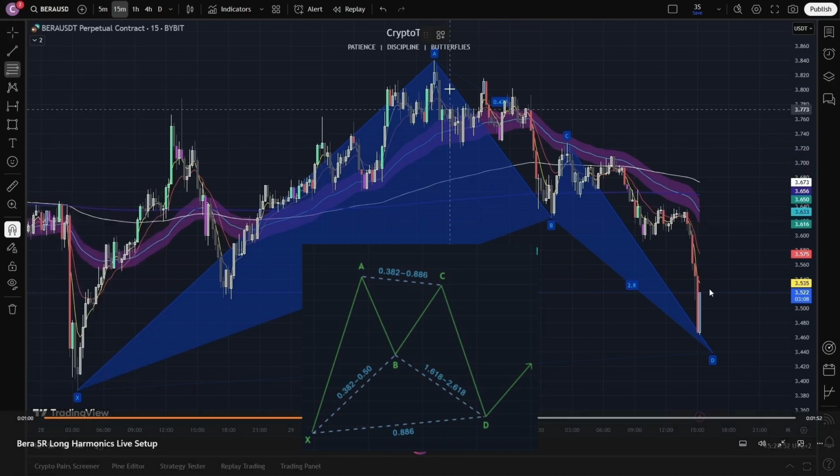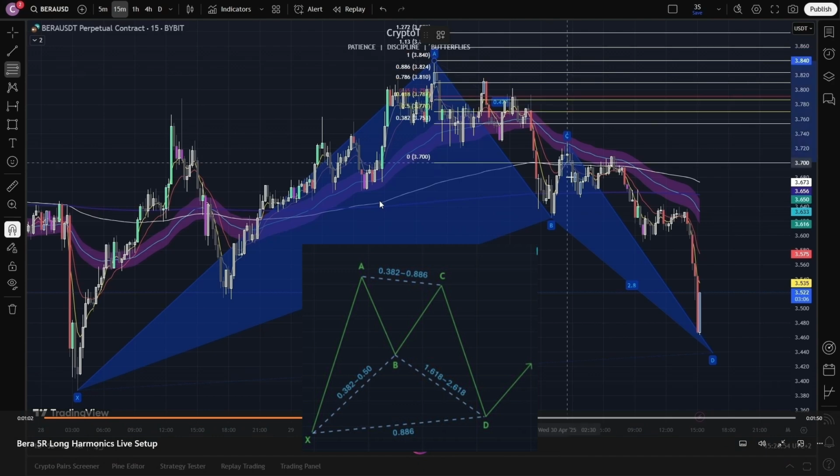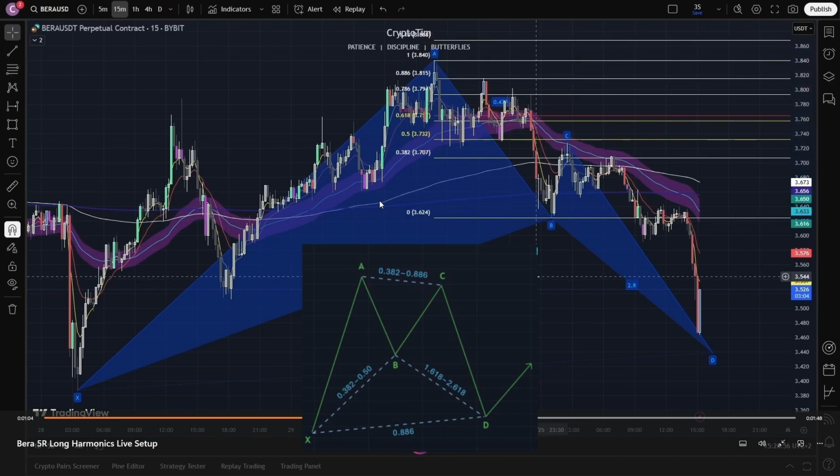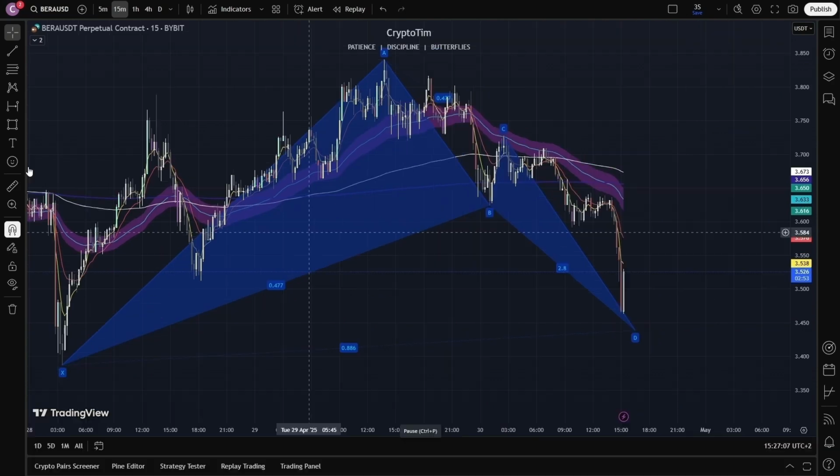Now we need to test if the C point is working out. For this bed pattern, the C point needs to be in between the 0.382 and the 0.886. So we can see this right here. It's crossed the 382 and it's below the 886. So it's a valid retrace for a C point for this specific bed pattern.